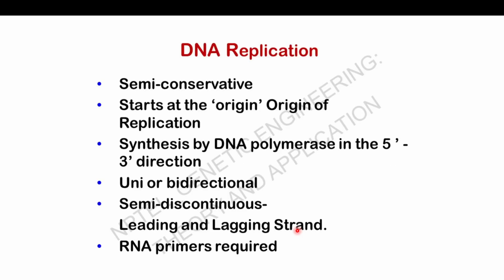Now, very briefly, what happens in DNA replication? It's semi-conservative in nature. It starts at the origin of replication that we saw in the previous slide, and it is synthesized by DNA polymerase in the 5' to 3' direction. It can be unidirectional or bidirectional, and it is semi-discontinuous in nature, having one leading strand and one lagging strand, and RNA primers are required.